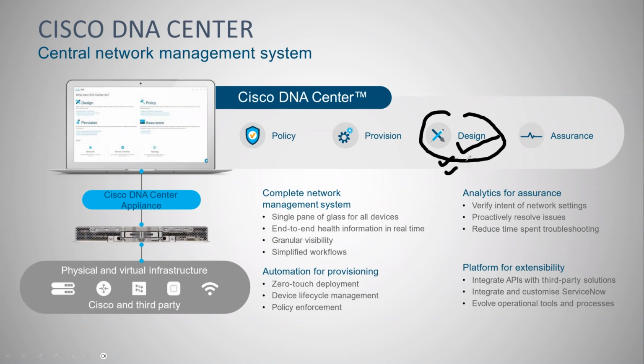What is the site? What is the design? What is the pool? What is the pool IP? What are the global IP addresses for different servers? All that information we can plan in the design section. We can do the configuration, then go to provisioning and do the actual deployment. Once we do the deployment, we go to the assurance section and see the status of those devices. That's why you see provisioning, design, and assurance.